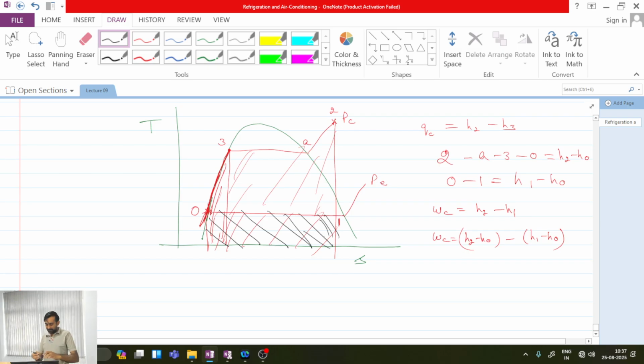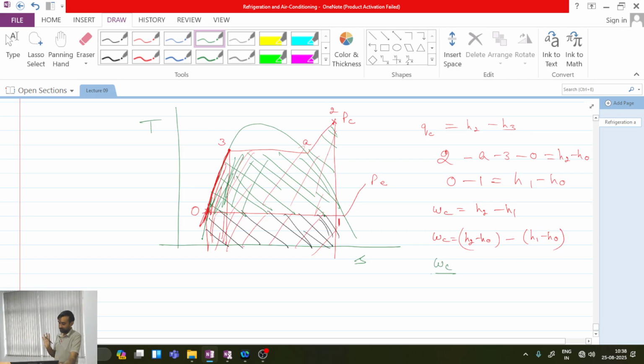Okay. So whatever area is now remaining area is this much. That is the remaining area. All are you agreeing to this point? It means this remaining area, whatever I have shown with the green hatching, this remaining area is nothing but my compressor work WC. Up to this point all are clear.